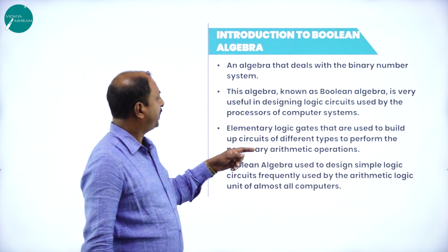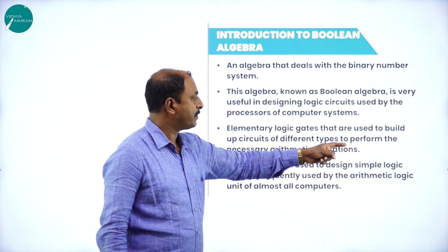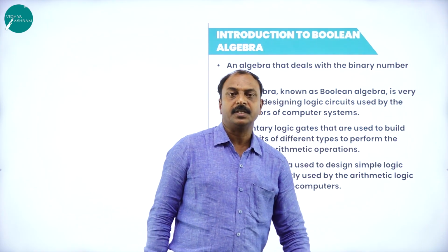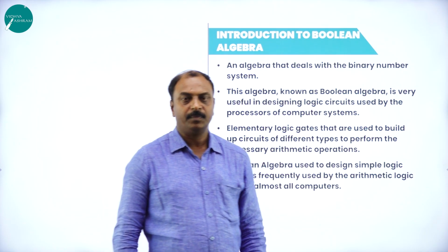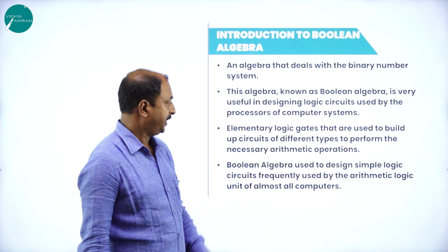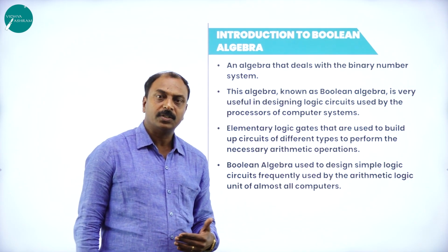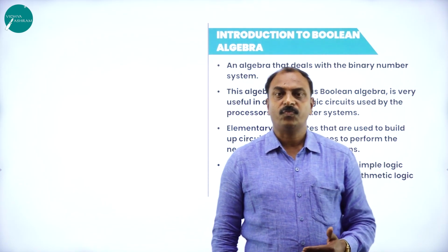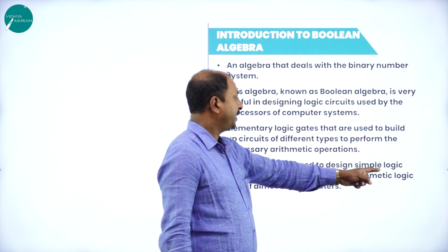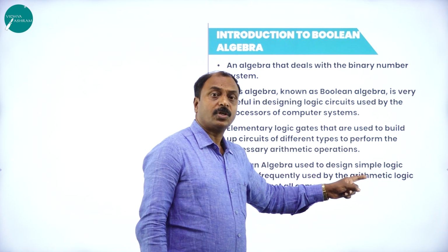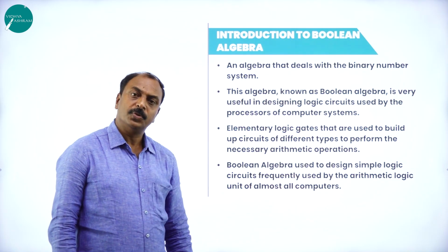Here we are going to learn elementary logic gates that are used to build circuits of different types, to perform different operations. In this chapter, we are going to learn what logic gates are and how different circuits can be built by using these fundamental or elementary logic gates. So we can have different logic circuits for different operations. These are the logic circuits used by the microprocessor for its arithmetic and logical computation or processing. They are used to design simple logic circuits, which are frequently used by the ALU for processing. This is the introduction to Boolean algebra.